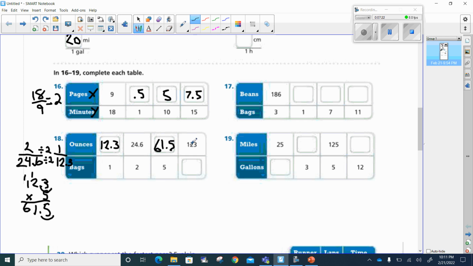Next, we got 123. This is not going to be hard because I know if I had 12.3, the decimal moves over 1. So I would say that 10 times 12.3 will give me 123. All right, let's move on to number 20.